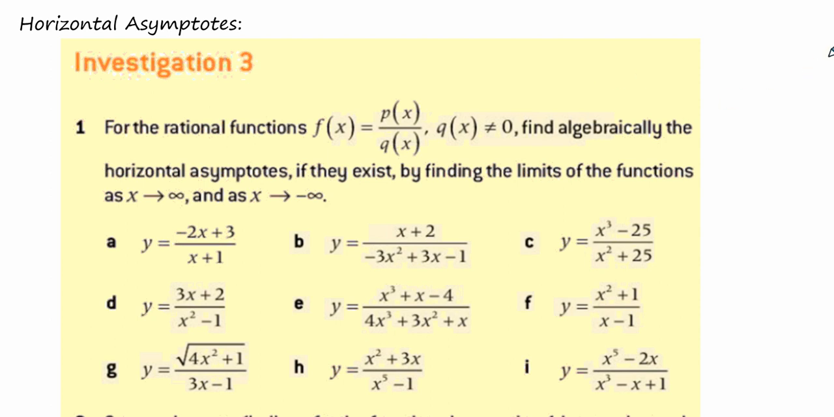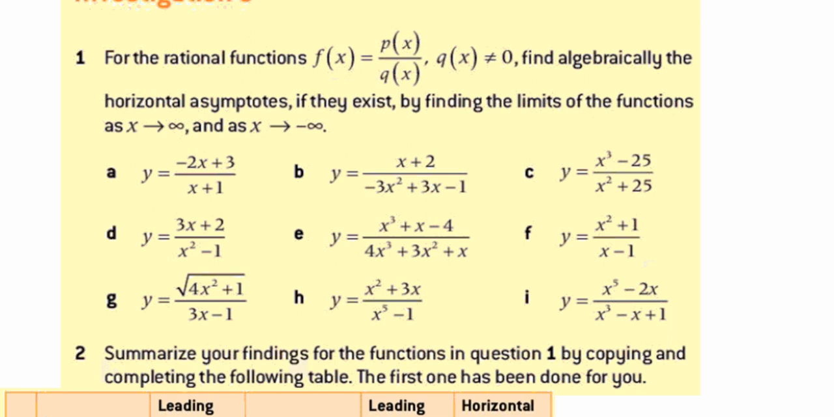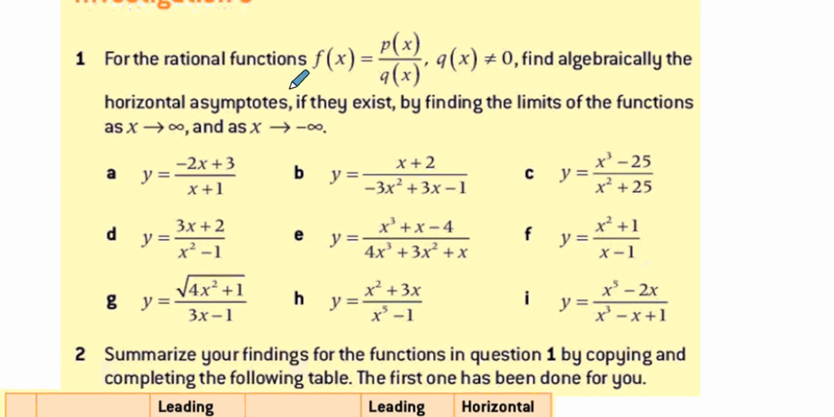So I want you guys to take a moment and think through all of these. So A through I, and don't put them into your calculator. Just look at what happens with our end behavior. Based on that end behavior, we have that horizontal asymptote. So when I put in a really big number on the top and that same big number on the bottom, where is my horizontal asymptote? Y equals what?